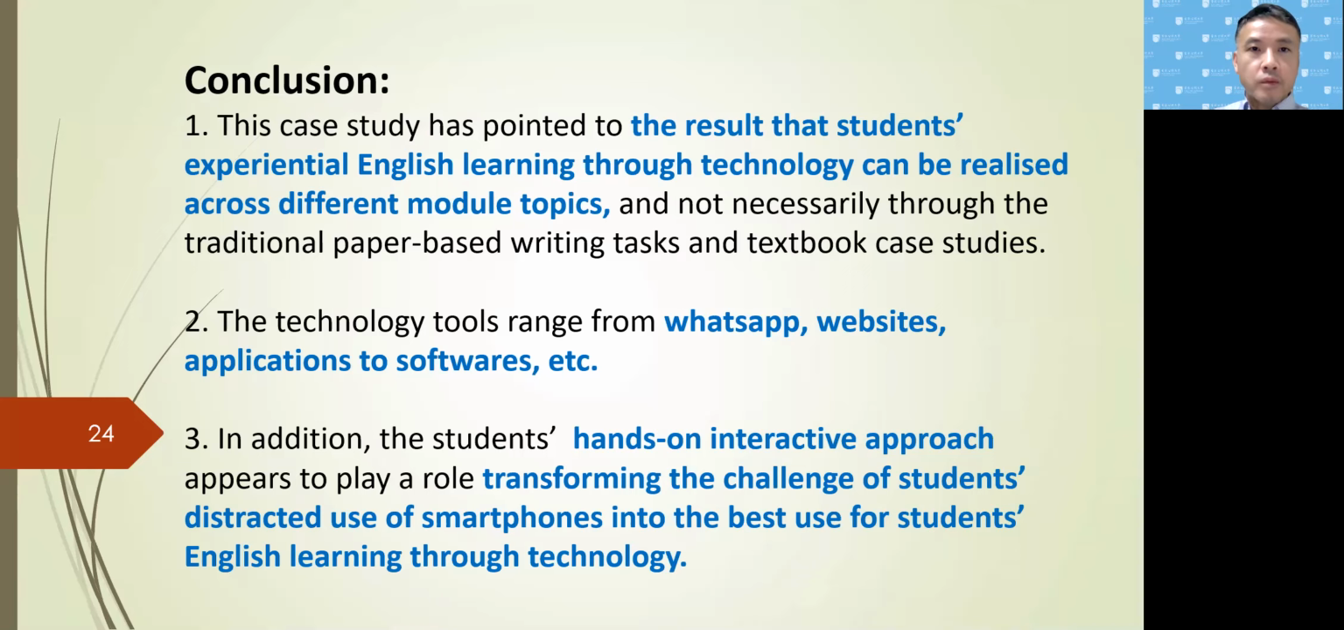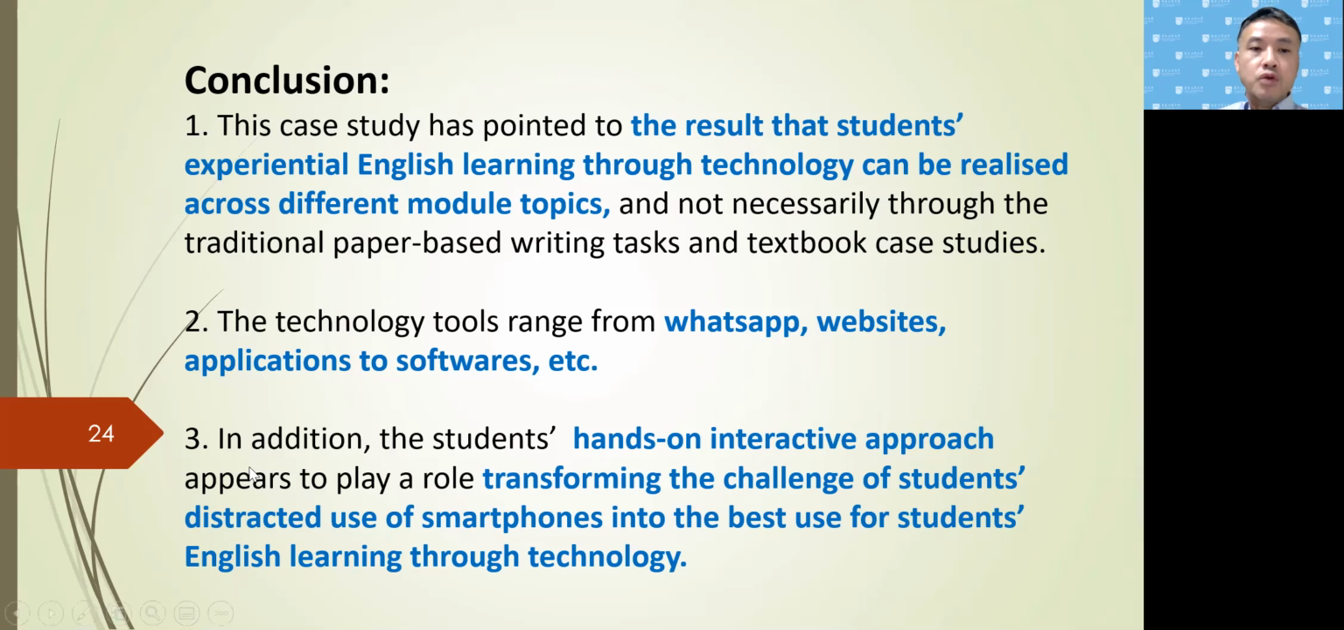Because of time, I have to stop here with the last part as the conclusion. The case study here points out the result that students' experiential English learning, through doing and through technology, can be realized across the different module topics. So it's not that we cannot use technology to teach this topic. Actually, we can. Rather than using a paper-based or textbook case study, we can look for authentic case studies from websites, or use more interactive software. So technology tools range from WhatsApp, like sending a WhatsApp message to customers, to websites, applications and software. So this study is more empirical, with more hands-on practice for students.